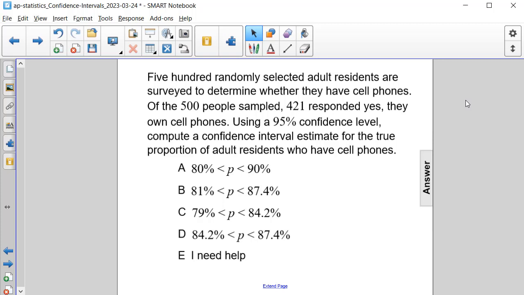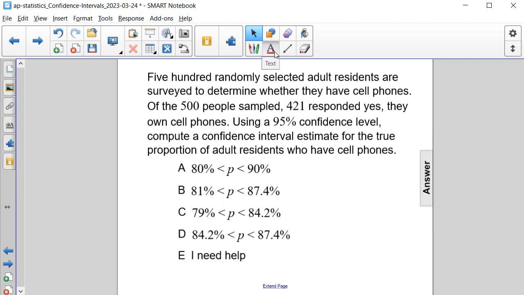500 randomly selected adult residents are surveyed to determine whether they have cell phones. Of the 500 people sampled, 421 responded yes, they own cell phones. Using a 95% confidence level, compute a confidence interval estimate for the true proportion of adult residents who have cell phones.